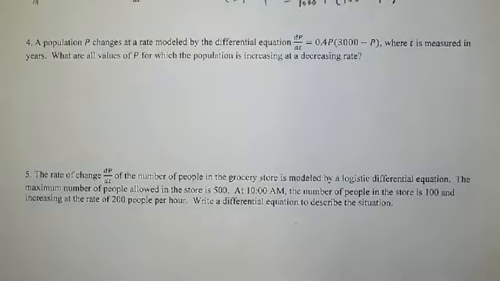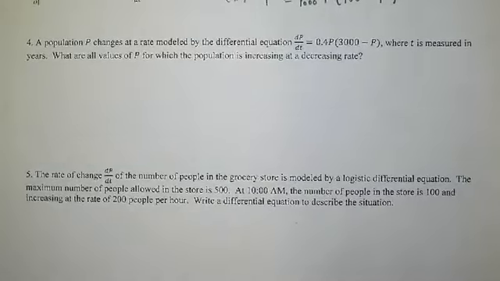All right, population P changes at a rate modeled by the differential equation dP/dt is 0.4 P times (3,000 minus P).